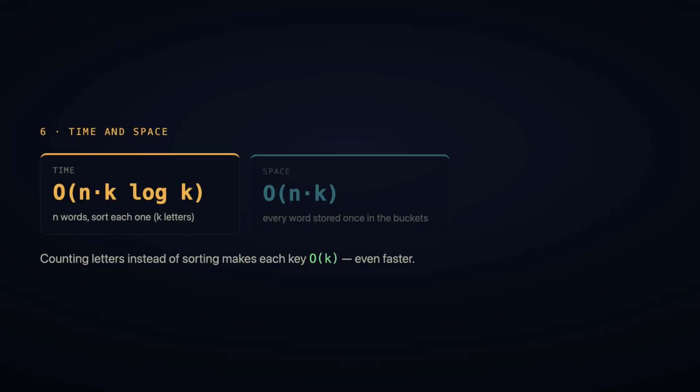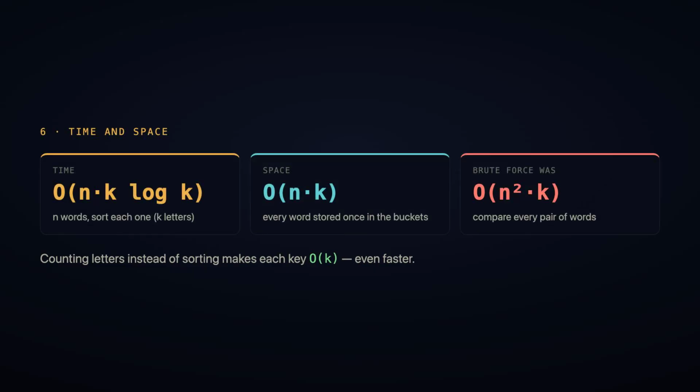Let's name the cost honestly. We touch each of the n words once, no pairwise blow-up, and for each word, we sort its letters. If a word has k letters, sorting is about k log k. So the total is n times k log k. Compare that to the brute force, which was n squared just in comparisons. For a big list, this is dramatically faster.